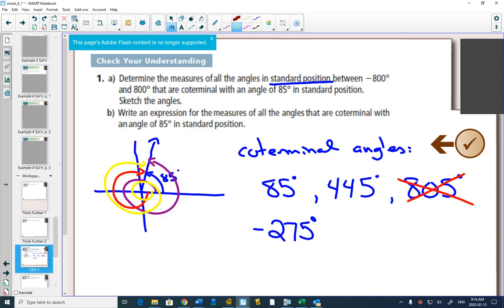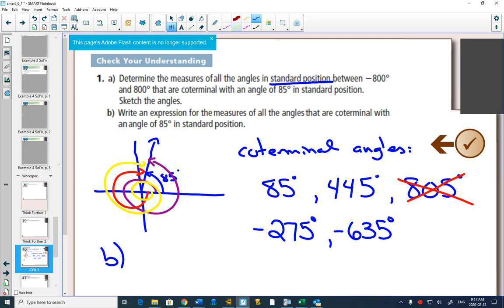But if I subtract 360 again from 275, I'm going to get negative 635 degrees. And you might see that if you subtracted 360 again, you'd be past negative 800. So there's only 4 angles coterminal between negative 800 and 800 with 85 degrees. Part A, done. Part B.